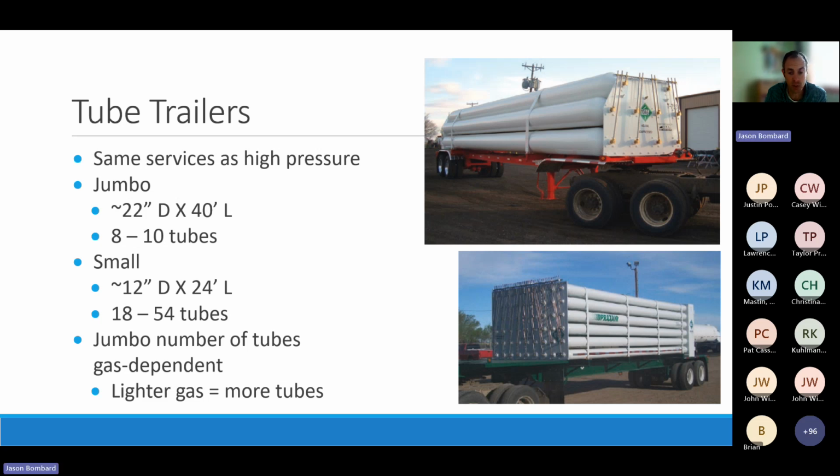You can put more tubes on the smaller ones. Jumbo tube trailers, the number of tubes is typically gas dependent. So the heavier the gas you're transporting, the fewer tubes you can have on it, just because of the weight restrictions going over the road. Lighter gases like helium or hydrogen, you'll see those trailers with more tubes on.